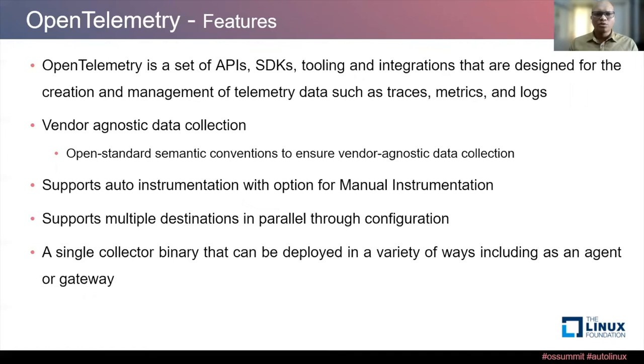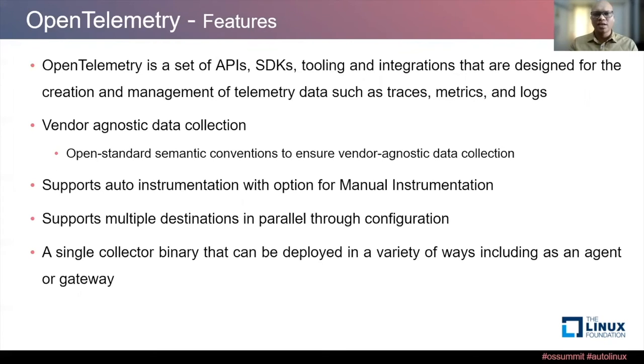OpenTelemetry also supports multiple destinations in parallel through configuration. So let's say, for example, I want to send data to Jaeger, and I also want to send data to Datadog, right? That is also possible. I can send data to both these destinations in parallel. And it's basically a single collector binary that can be deployed in a variety of ways, including as an agent or gateway. We'll come to this once we go to the implementation part.